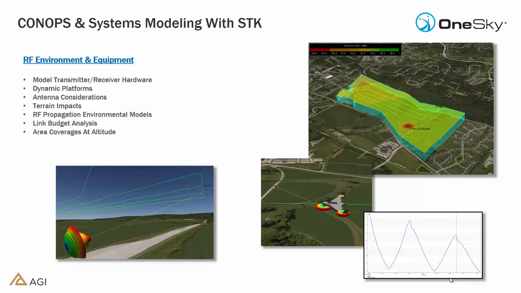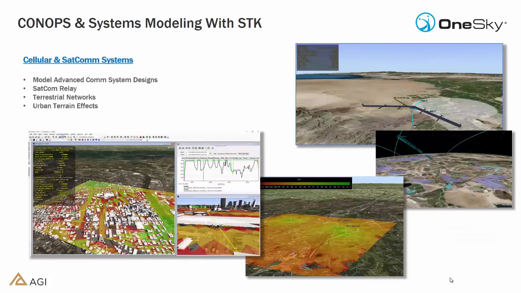So how are the signals propagated through that environment? Looking at entire link budget analysis between a transmitter and a receiver, or even looking at an entire area and the coverage that you can expect at any point throughout that region or that volume. These are all things that we can explore. You may even consider some more advanced communication systems, such as modeling cellular communications or SATCOM relay systems.